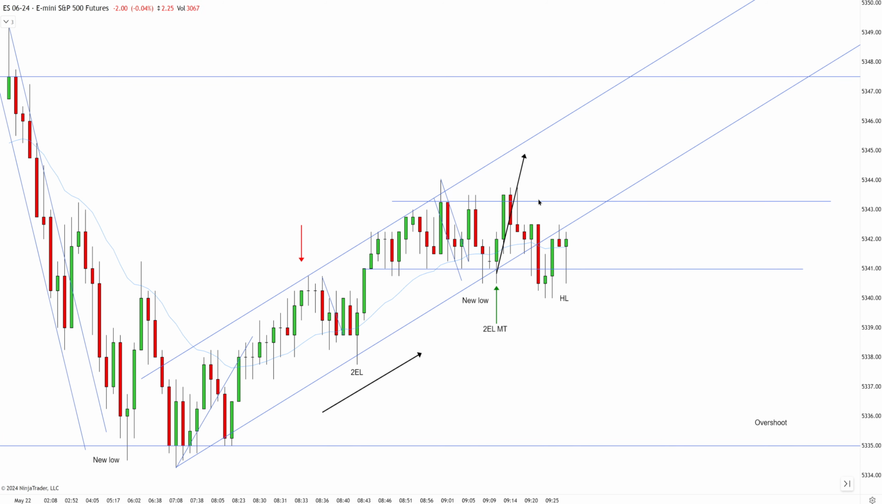And because we got rejected on the triple test and we didn't continue to work higher, right now you have to be a little bit more careful. So I'm going to draw the downtrend working lower.